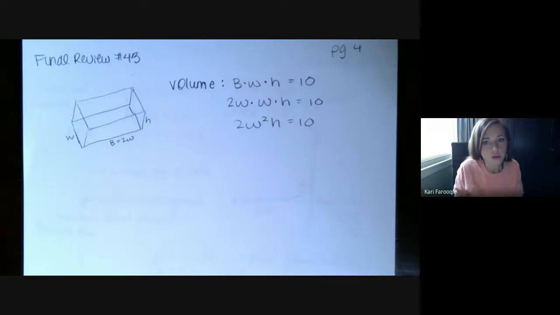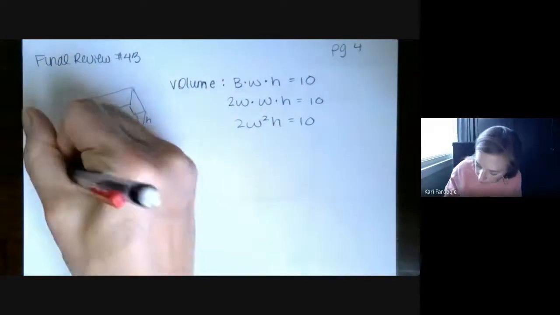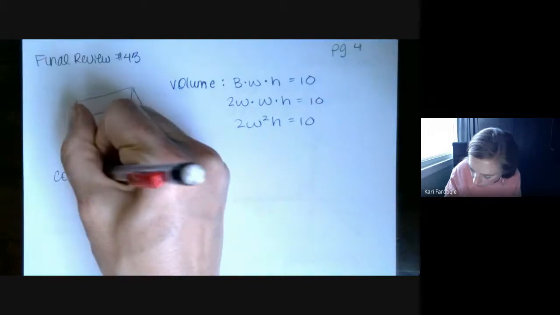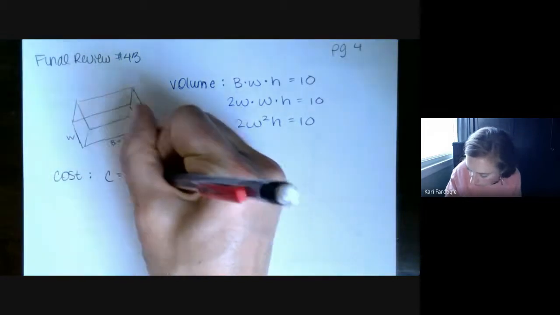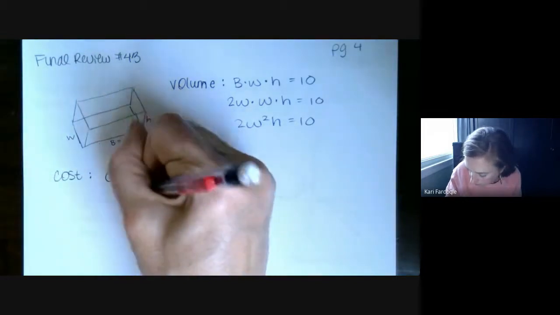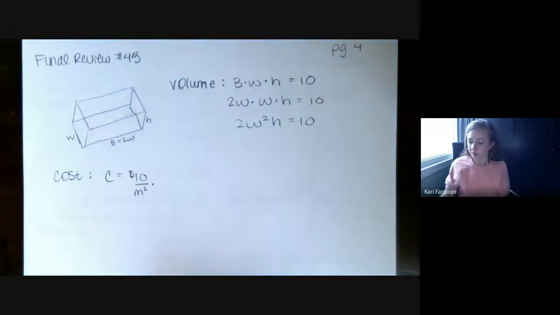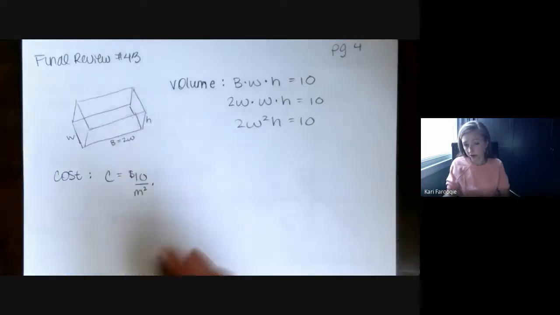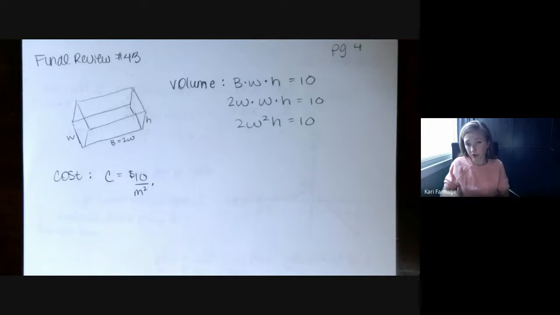The other equation we're going to write is for the cost. Let's see, material for the base costs $10 per square meter. Sometimes when I write these cost equations, I find it easier to write them out using units and then to cancel out what units I don't need. I just feel like it's easier to keep track of things.